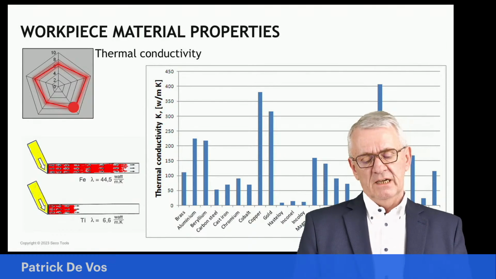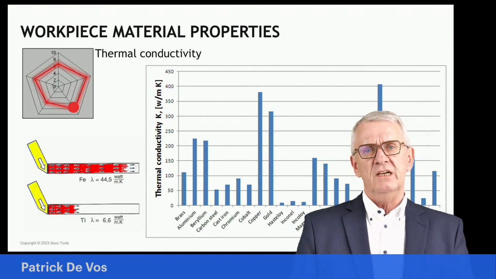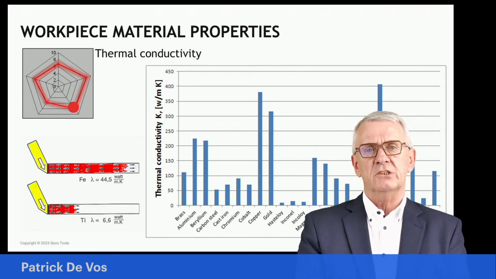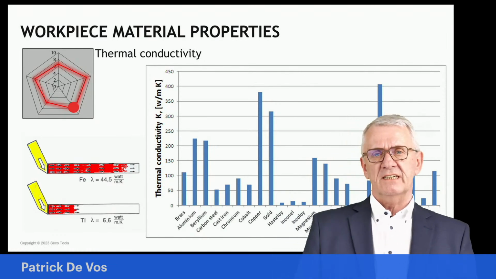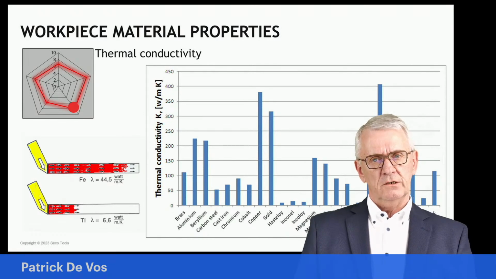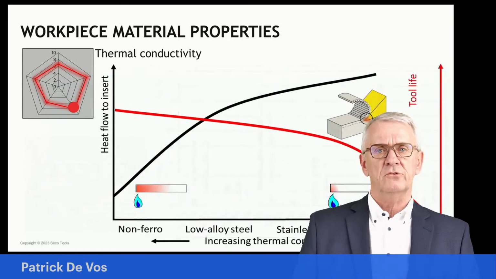That means that titanium does not transport the heat away. It lets the heat be focused, concentrated there where it isn't used, there where the chips are made. And that means that if you have low thermal conductivity of the workpiece material you machine, the heat generated during machining stays concentrated in the cutting zone and leads, logically, to higher cutting temperatures. But we come back to that phenomenon.